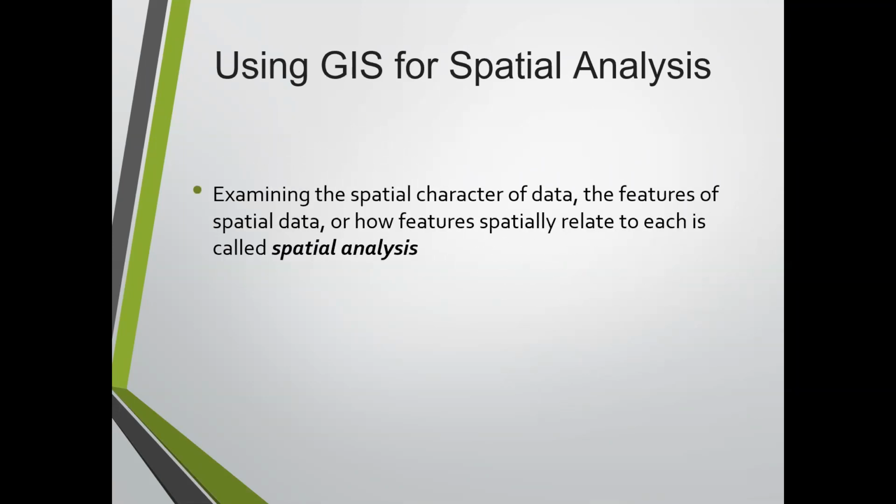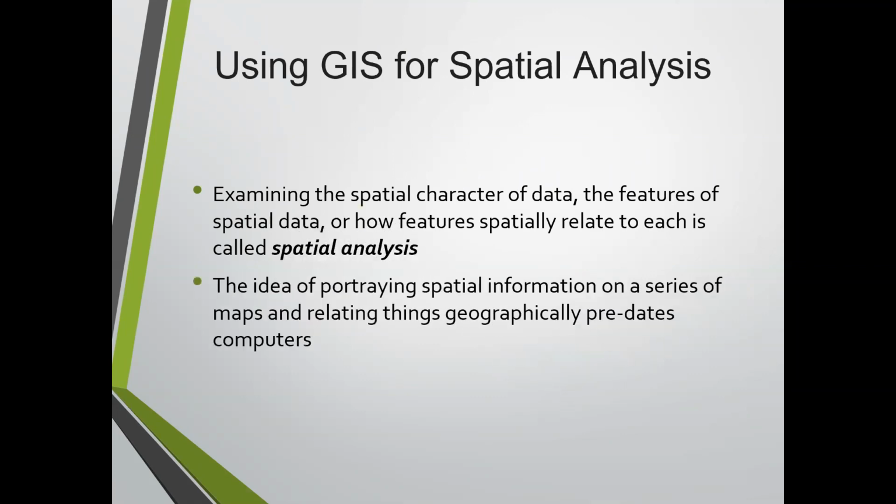All right, so one of the big things, the heart and soul of GIS, is the analysis concept. So when you're looking at spatial characteristics of data, you can talk about a lot of different things, but this concept is what we call spatial analysis. And when we have the idea of portraying spatial information on maps, we've been doing that for many, many years, relating back to probably the early days of maps. So it definitely predates computers. It was just what you might have called an analog GIS as opposed to a digital type of GIS. So we're gonna cite a couple of examples here.